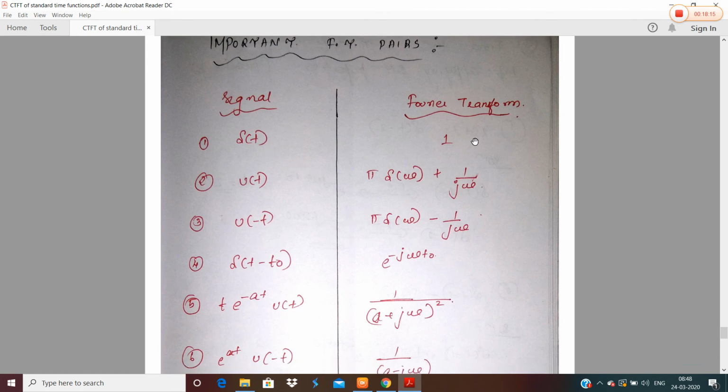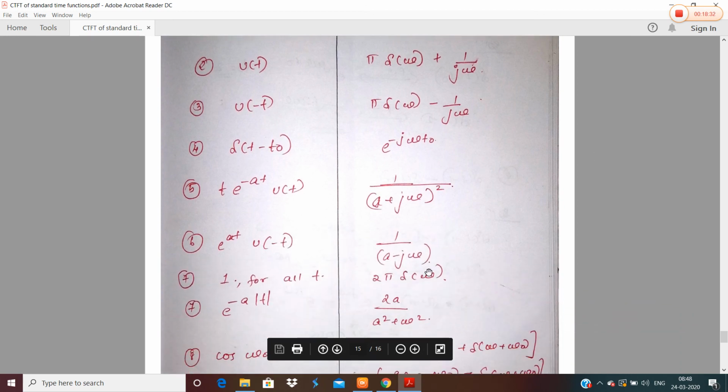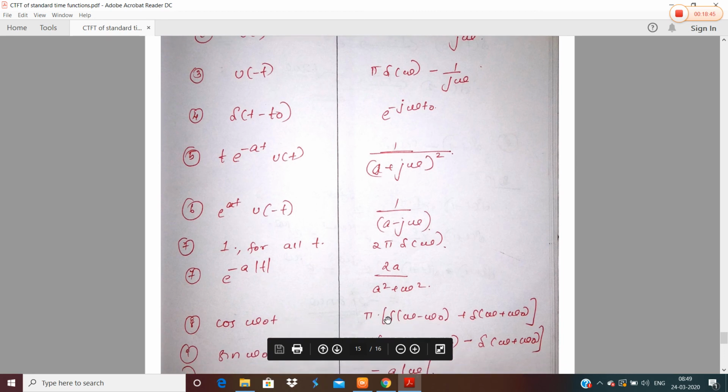That is, for delta of t it is 1, u of t it is pi into delta of omega plus 1 by j omega, u of minus t it is pi into delta of omega minus 1 by j omega, delta of t minus t naught, that is the shifted impulse function, it is e raised to minus j omega t naught, and t into e raised to minus at u of t, which was just dealt now, it is 1 by a plus j omega square, e raised to at u of minus t, just change the sign. For 1 it is 2 pi into delta of omega, e raised to minus a mod t, double-sided exponential function, it is 2a by a square plus omega square.